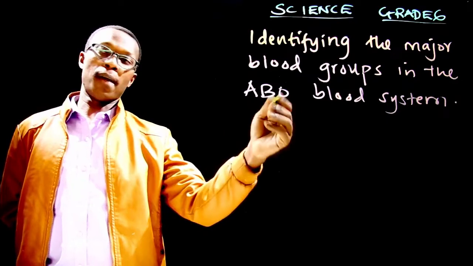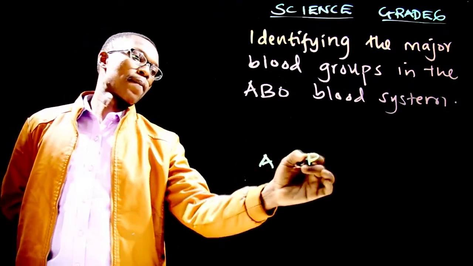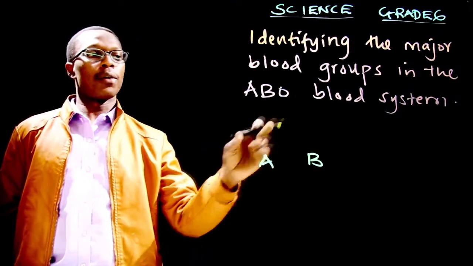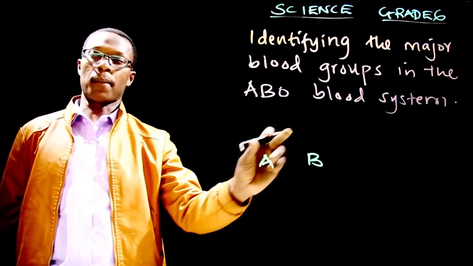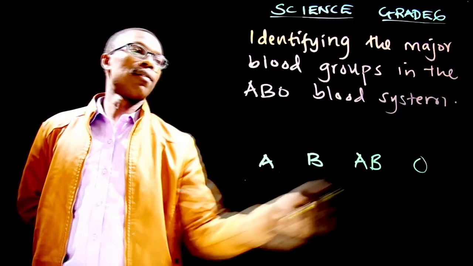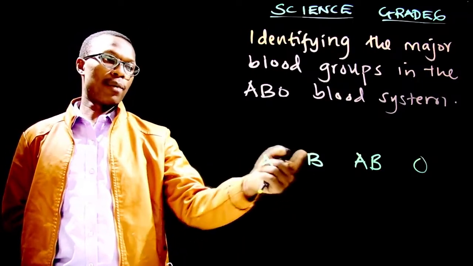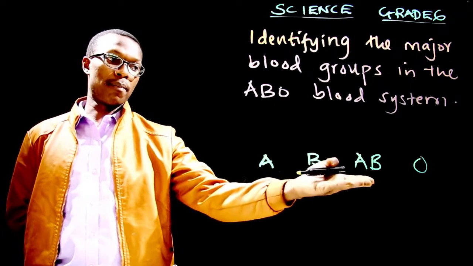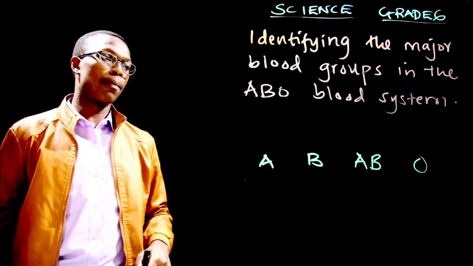So we have ABO, okay? Just remember that. So A, B, okay. The third one normally is the combination of A plus B, so it's AB, and then we have O. So we have blood group A, blood group B, blood group AB, and the last one, blood group O.